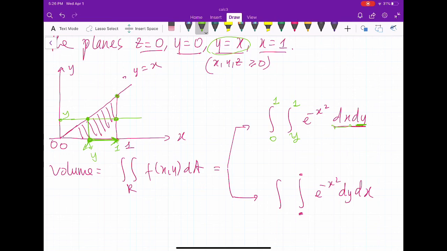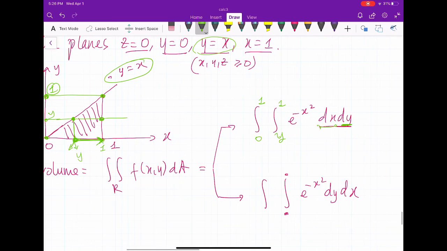Because y should go from 0 to this point, so that is 1 because y equal to x. All right, so next.